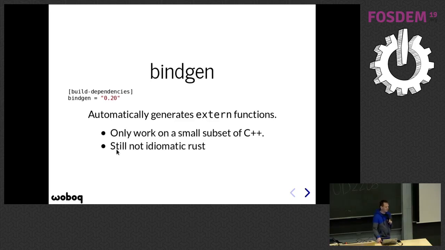But this works for C, but only for a small subset of C++. So you cannot, for example, have virtual functions, and even then it's still not idiomatic Rust. So it's still a lot of manual work to create an idiomatic Rust API to wrap your C++ API.